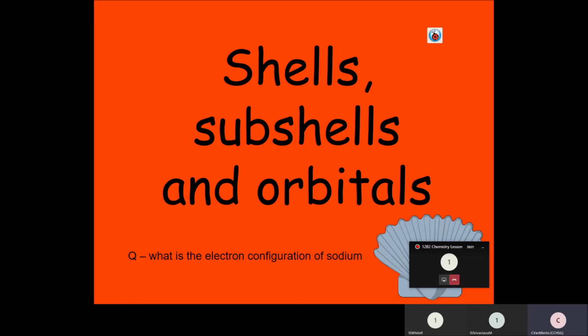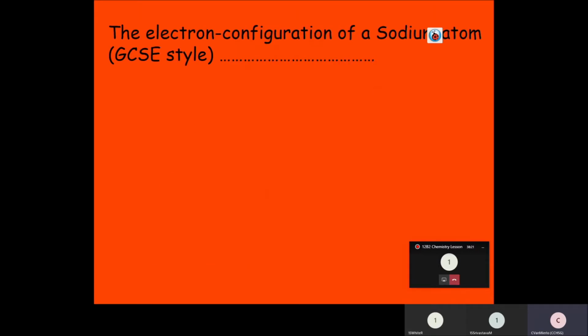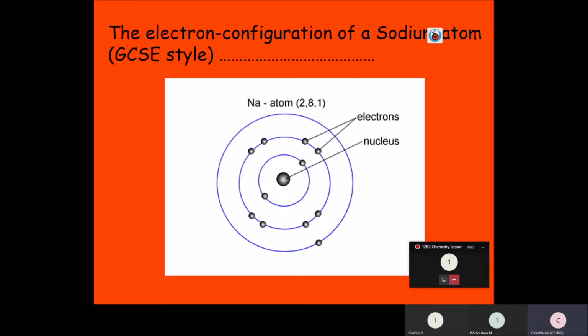Right, what have we got down for the electron configuration of sodium? Cool. Have we all got 2.8.1? Okay, so the atomic number tells you it's 11 protons, which is the same as the electrons in the atom: 2 in the first shell, 8 in the second shell, and then we've only got one more we need to worry about, so 2.8.1. So we have got our GCSE style electron configuration.